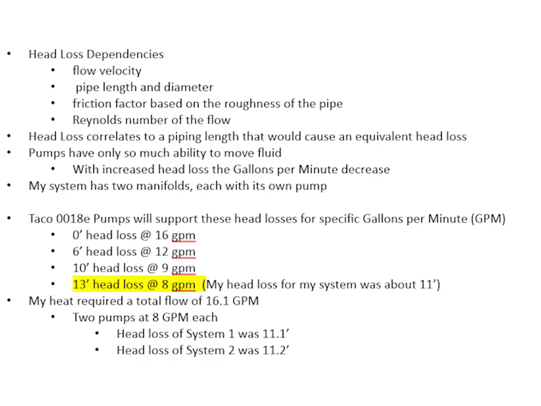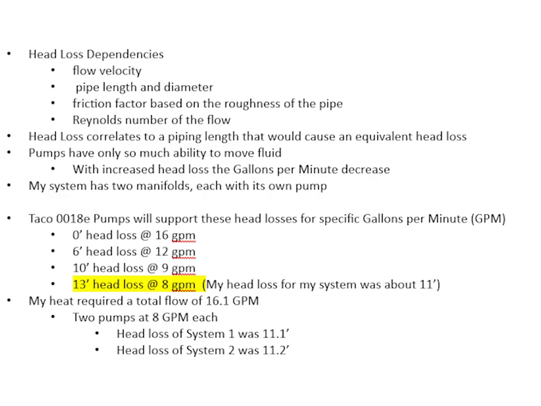Head loss correlates to a piping length that would cause an equivalent head loss. Pumps have only so much ability to move fluid. With increased head loss, the gallons per minute decrease. My system has two manifolds, each with its own pump. Taco 0018E pumps will support these head losses for specific gallons per minute.